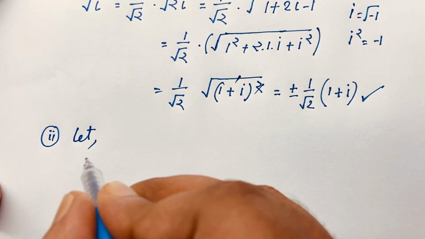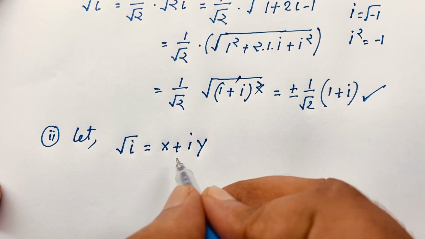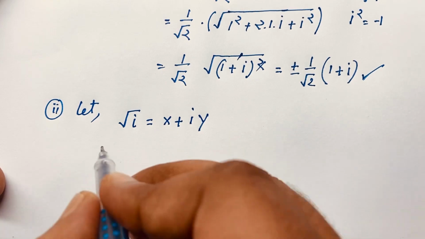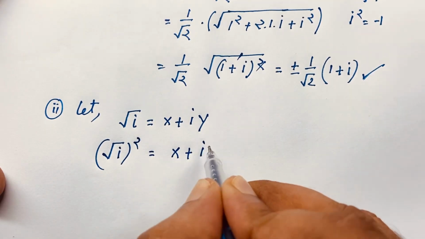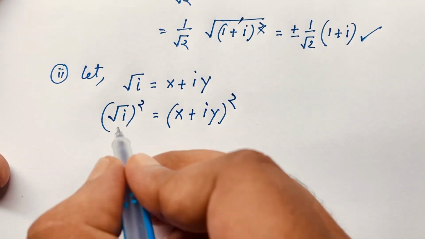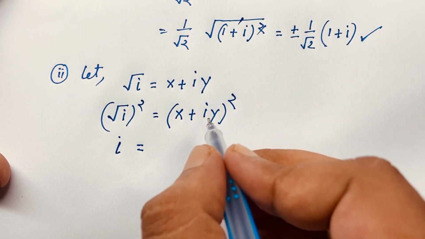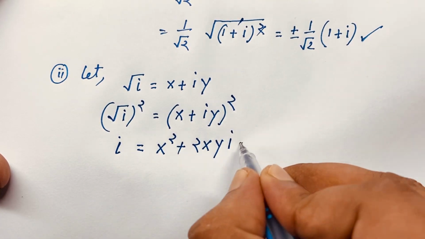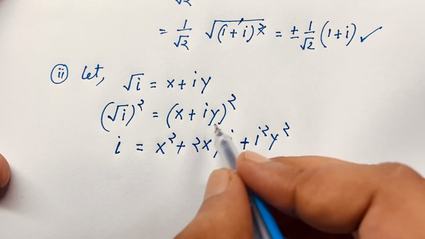Let's suppose that the square root of i is x plus iy. You can also solve this question with another method, like using Euler's formula. Now I square both sides, so the square root of i whole to the power 2 equals x plus iy whole to the power 2. The square root is cancelled and we get the complex number i, and by the identity a plus b whole squared, it will be x squared plus 2xyi plus i squared y squared.